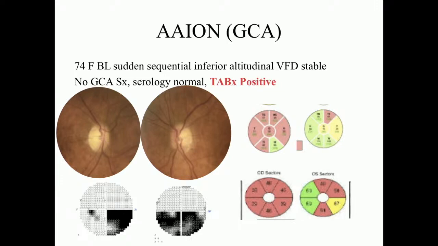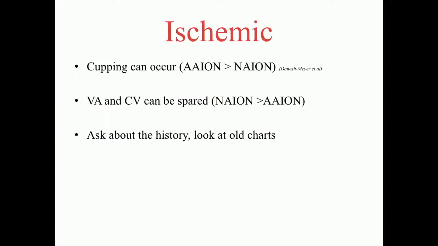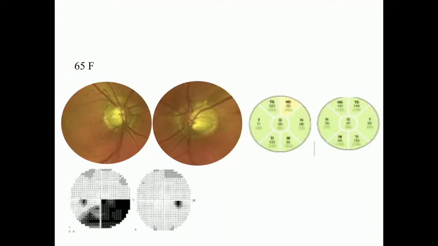And what this is telling us is that AAION heals with cupping much more than NAION does. In fact, in a paper by Helen Danesh-Meyer, she talks about AAION healing with cupping in 92% of the cases versus 2% in NAION. Now, visual acuity and color vision can be spared typically in NAION and atypically in AAION. So it can happen in both. So ask about the history. Look at the old charts because sometimes that gives you the whole story. Or at least part of the story.